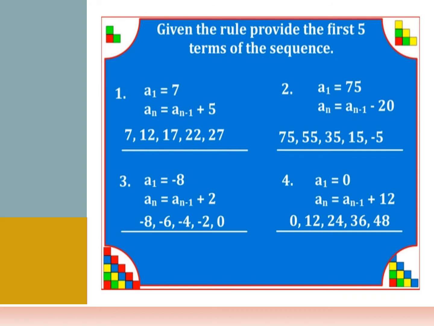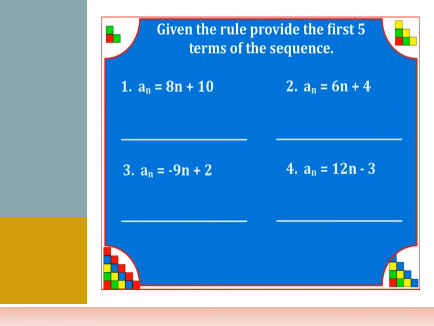And the last one, a1 is 0, starting with 0, and the value of d is 12. So 0 plus 12 is 12, plus 12 is 24, plus 12 is 36, plus 12 is 48. Okay, so these are the solutions of the example.